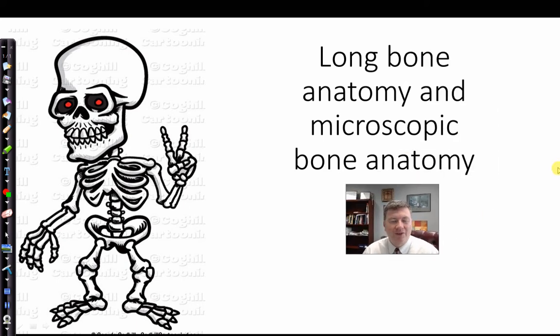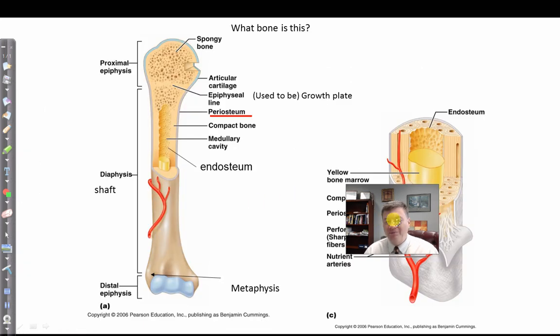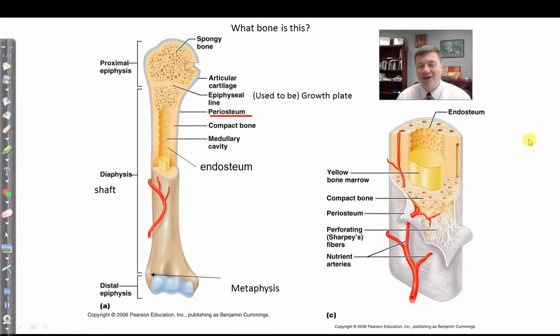Hey everybody, this is our video on long bone anatomy and microscopic bone anatomy, and you'll see how those themes tie together here in just a second. I'm not trying to ignore the other kinds of bones, short bones, irregular bones, or flat bones, but it's easiest to look at bone growth when you look at long bones. So we'll focus our attention here and then work our way into the microscopic part of bone.